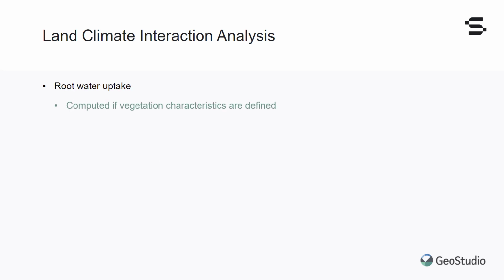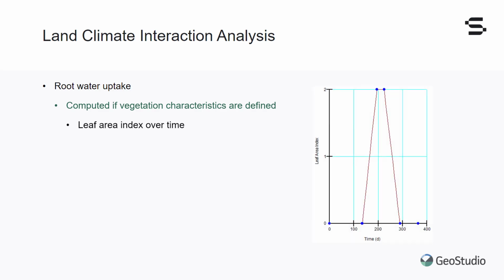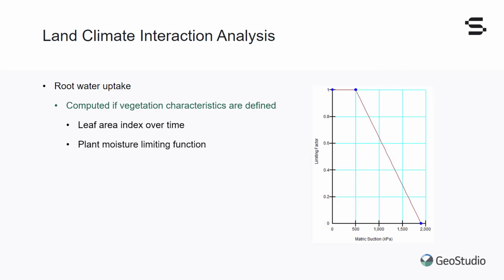The land-climate interaction boundary condition can also compute root water uptake if vegetation characteristics are defined. To do so, there are several vegetation characteristics required. The leaf area index is a dimensionless quantity that represents the total area of leaves per unit ground area. The index must be entered as a function of time given seasonal changes to leaf canopies. The plant moisture limiting function defines a limiting factor over matrix suction. When a plant is not incurring any limitations, the factor is set to 1. When the plant's growth is limited, for example by the unavailability of water, the factor is below 1. And when the factor reaches 0, this represents the wilting point of a plant.